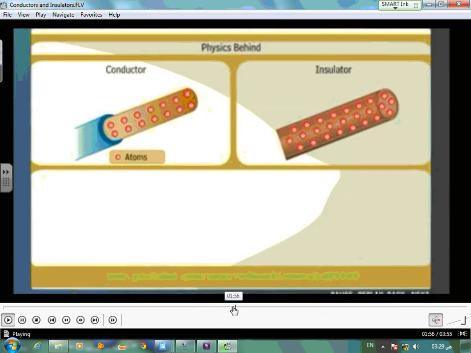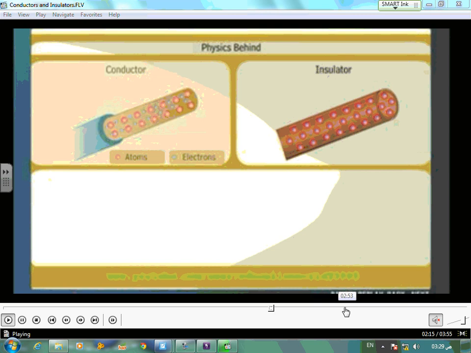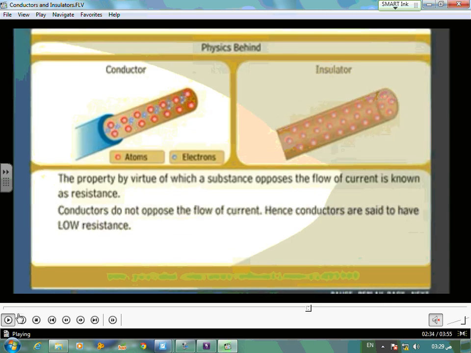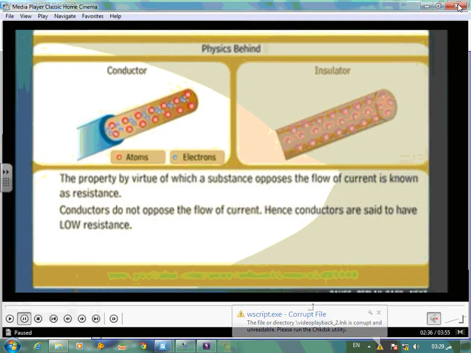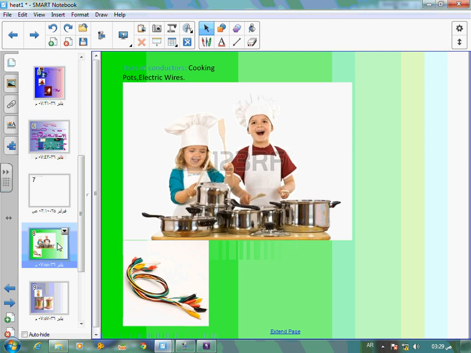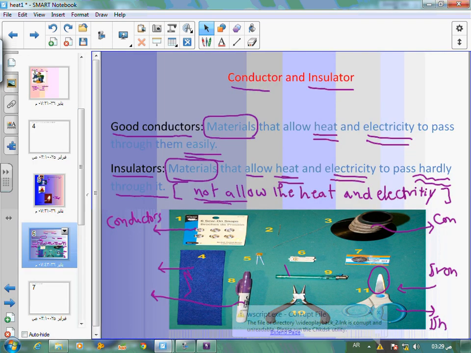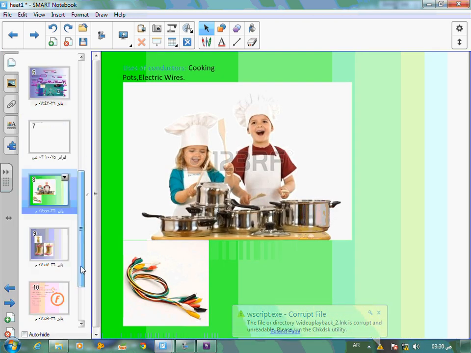So the difference between conductors and insulators: conductors are materials that allow heat and electricity to pass through them. But insulators are materials that allow heat and electricity to move with difficulty.